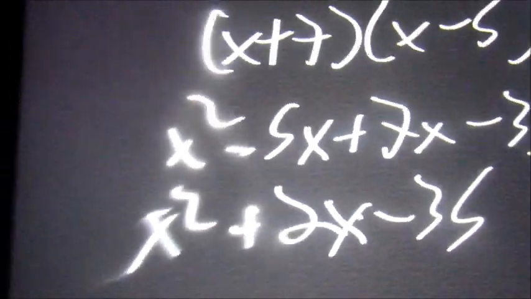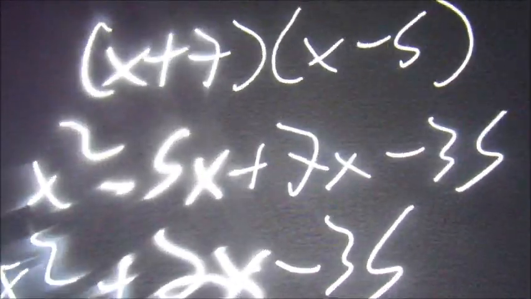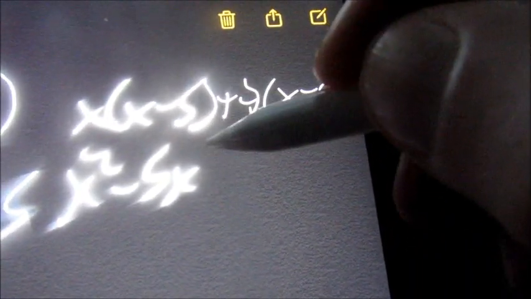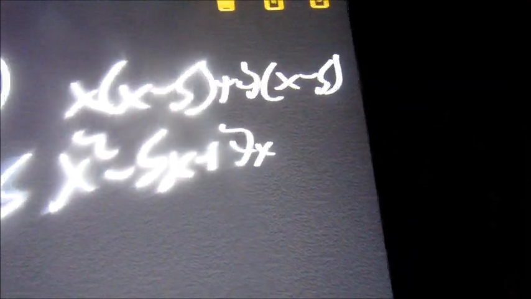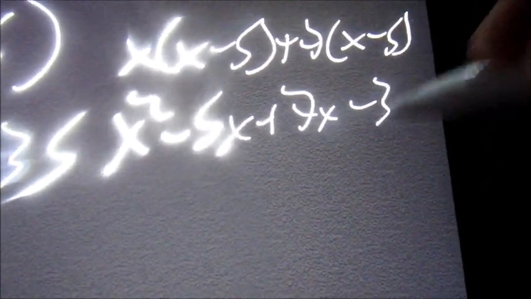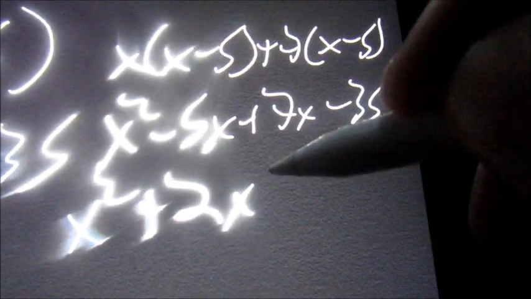As a proof on that, let's go ahead and distribute the x plus 7 just to show what would happen. We would have x times x minus 5 plus 7 times x minus 5. X times x is x squared. X times negative 5 is negative 5x. Then we have 7 times x is plus 7x. 7 times negative 5 is negative 35. X squared, combine negative 5x plus 7x, plus 2x and minus 35.